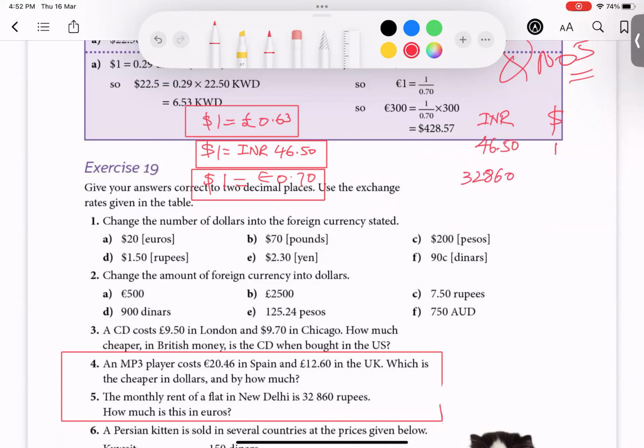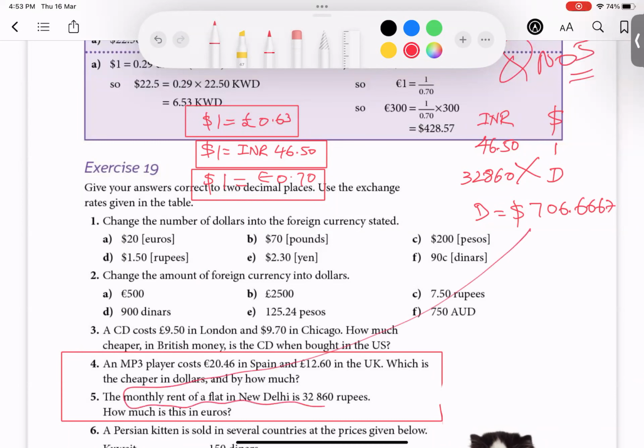32,860 rupees. I want to convert it into dollars. So D for dollar. I'm saving my time because I believe now you can understand easily, and I'm writing the answer directly. So $700, how many? 706.6666 continuing forever. I write it this way.